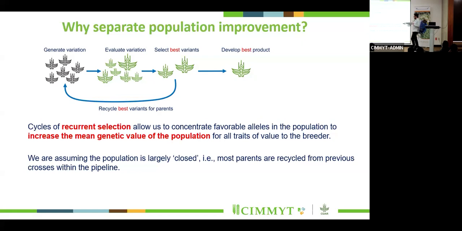Well, sorry, I'm getting a bit ahead of myself. What we've just said, cycles of recurrent selection allow us to concentrate favourable alleles in the population, as you said, to increase the mean genetic value of the population for all traits of value to the breeder. So we looked at one trait in the previous slide, but now if we look at all traits, our overall aim is the genetic value of the population for all traits. And as I said before, we're assuming a largely closed population. Does everybody understand what I mean by largely closed? So you're taking your parents from within the population.